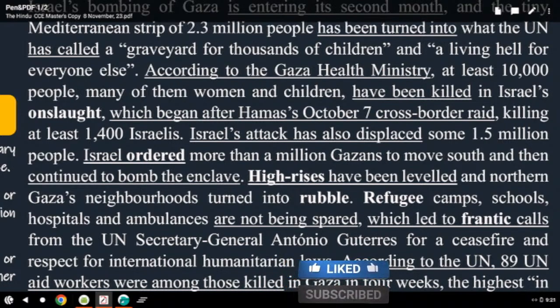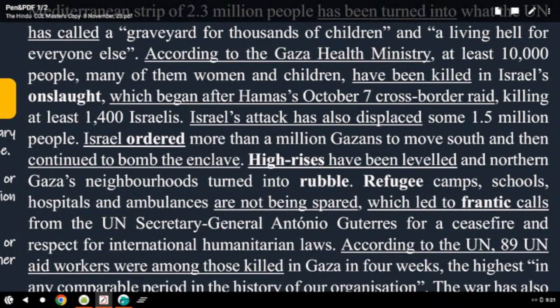So October 7th, cross-border raid, killing at least 1,400 Israelis. That is also a blunder. 1,400 Israelis were killed because of the attack which took place on October 7th by Hamas. That cannot be justified. All the 1,400 Israelis, innocent people or terrorists? Innocent people. Who has the right to kill innocent people? But again, what Israel is doing is something like tit for tat. You all know tit for tat, retaliation. That also cannot be justified. So many of them, women and children, have been killed in Israel's onslaught, which began after Hamas's October 7th cross-border raid, killing at least 1,400 Israelis.